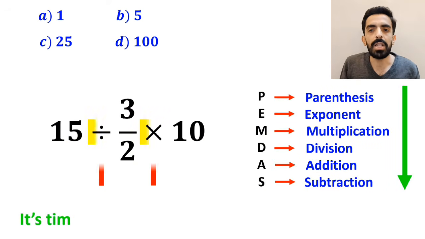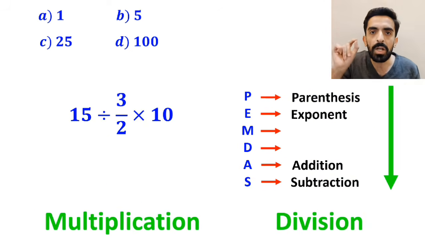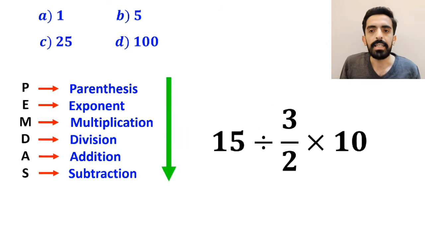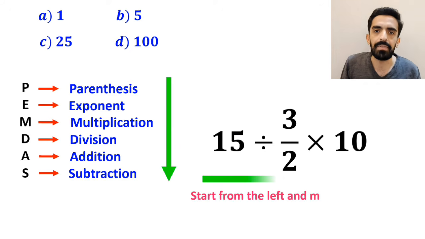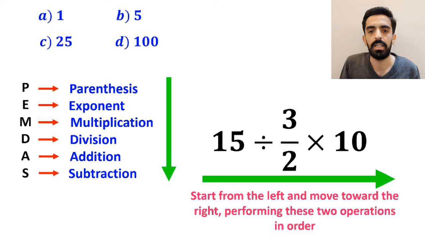Alright, now it's time for the division and multiplication. However, it's very important to note that according to the PEMDAS rule, multiplication and division have exactly the same level of priority. In this situation, the best strategy is to start from the left and move toward the right, performing these two operations in order.